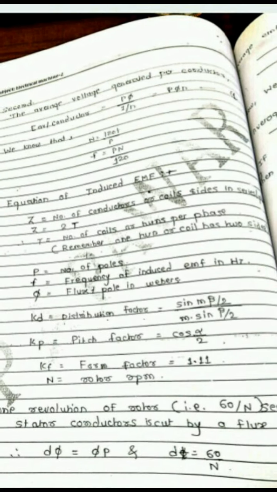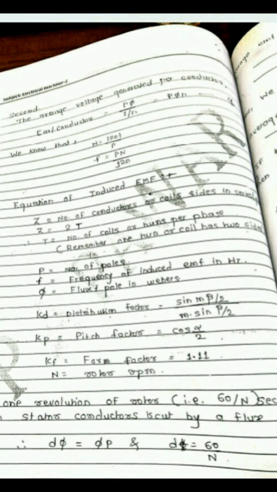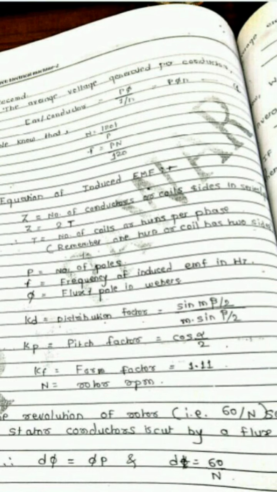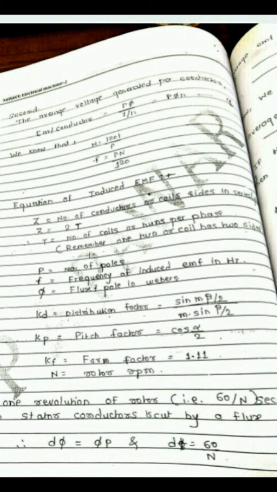This is a very important concept while we are deriving the EMF equation of alternator. Secondly, the average voltage generated per conductor, the EMF of the conductor, is P phi, because P is the number of poles, phi is the flux, and N is the speed of revolutions per second. So the average per conductor is P phi divided by 1 by N. This N is transferred to the upper side, so the equation is P phi N. This is equation number one.